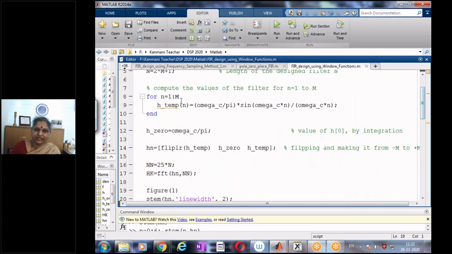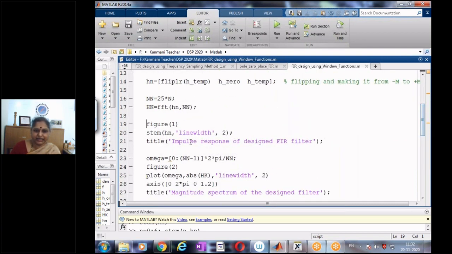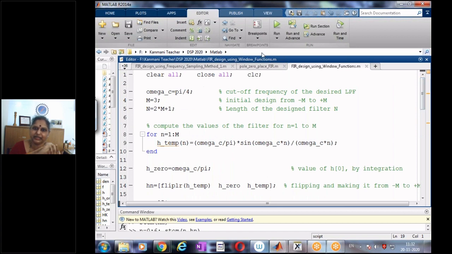Because I have already truncated to m values, I don't have to multiply, I'm just multiplying it by 1. I'm taking some larger value, say 25 times n, and then I'm computing the FFT, and then I can get the impulse response and the magnitude response. Of course, I can also do the phase response. Let's run this program, the same code, same omega c. When I run it, let us see what happens.